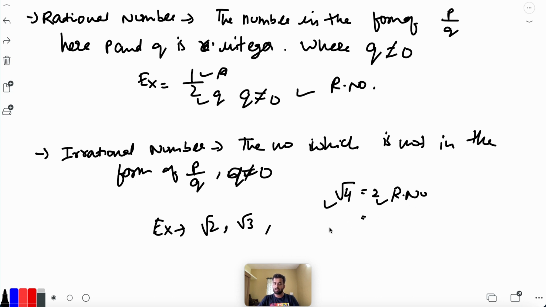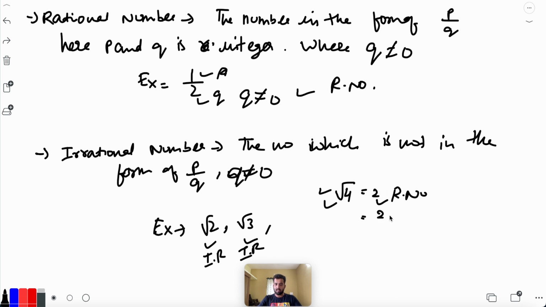So don't get confused thinking every root number is an irrational number. It is not compulsory. Here I wrote root 2, root 3. These are the irrational ones. I am writing IR. Just make sure, okay, these are the irrational numbers. But root 4 is a rational number because the answer is 2, right? And 2 is a rational number only.